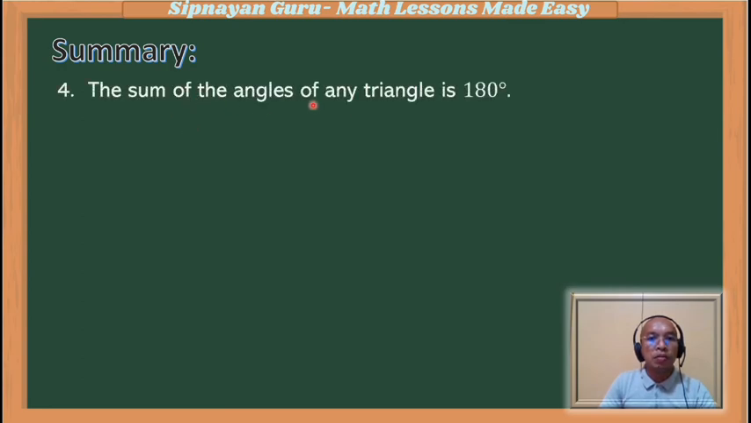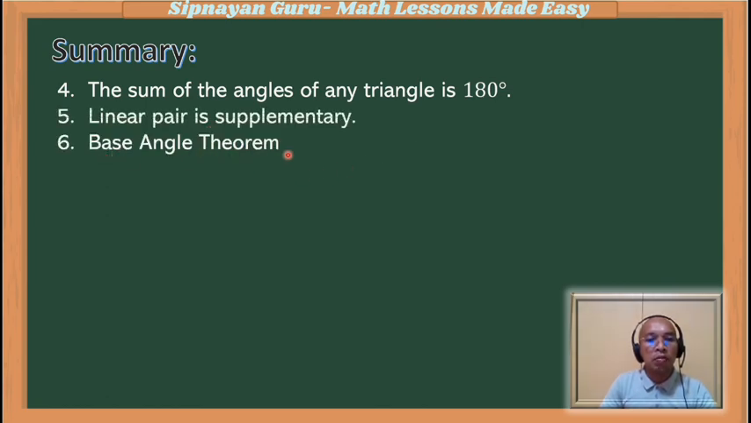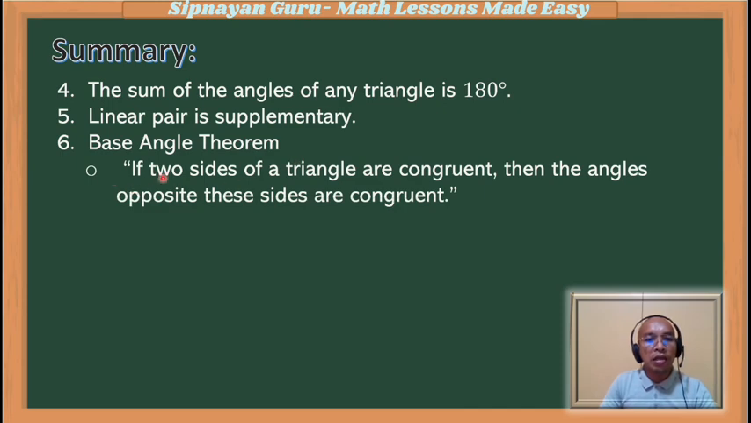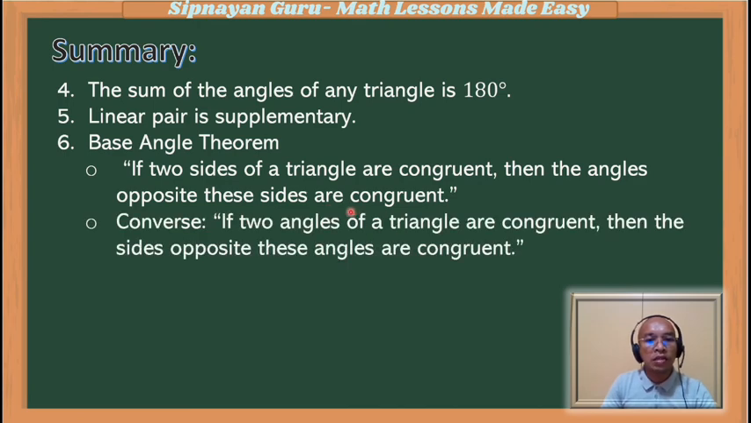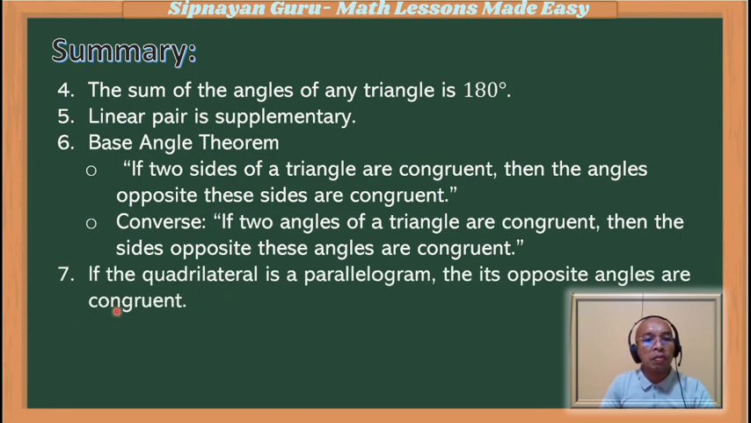We also know that the sum of the angles of any triangle is 180 degrees. The linear pair is supplementary. The base angle theorem of an isosceles triangle: if two sides of a triangle are congruent, then the two angles opposite these sides are also congruent. Its converse: if two angles of a triangle are congruent, then the sides opposite these angles are also congruent. And finally, the theorem about the quadrilateral called a parallelogram: its opposite angles are also congruent.